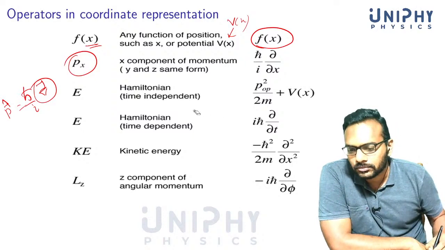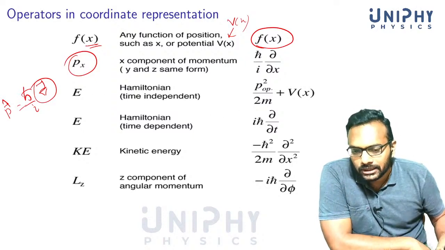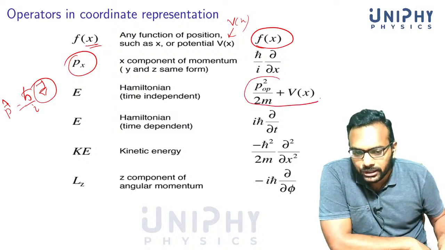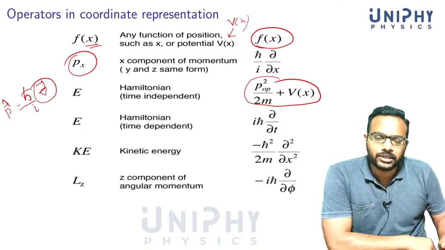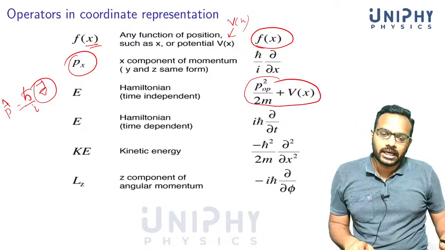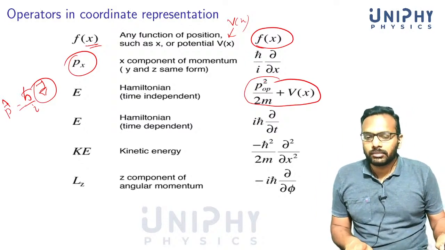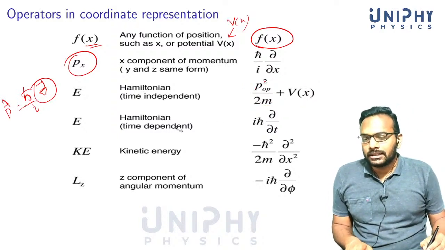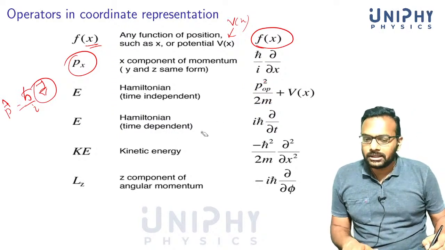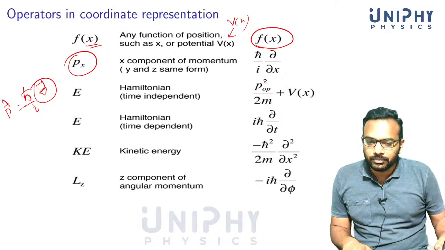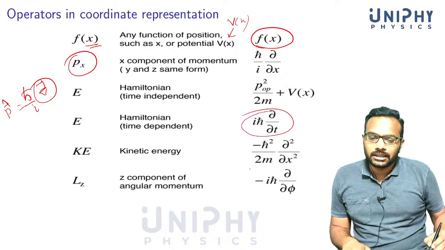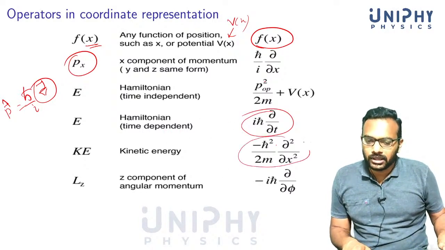And the Hamiltonian, in the time independent case, is p squared by 2m plus V of x. We know that p squared by 2m is the usual expression for kinetic energy. If it is time dependent, we will also write it like this. The kinetic energy, that's p squared by 2m.